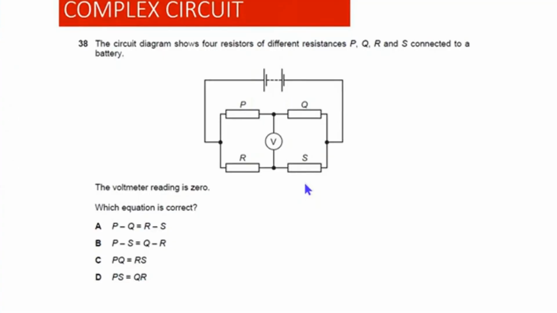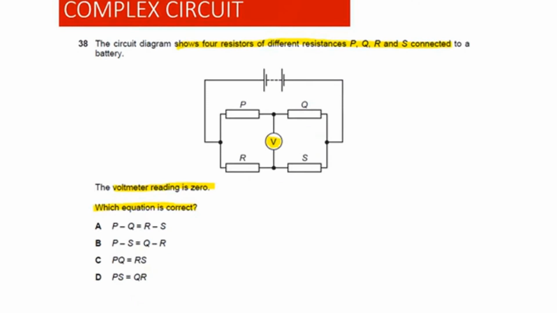This is our second complex DC circuit problem, and in this circuit we have 4 resistors and they are not identical resistors, meaning their resistance is different. And a voltmeter is also connected in this circuit, and the reading on this voltmeter is equal to 0, and this is a very important point for us to answer this question. So what we need to find out is simply the equation for this setup.